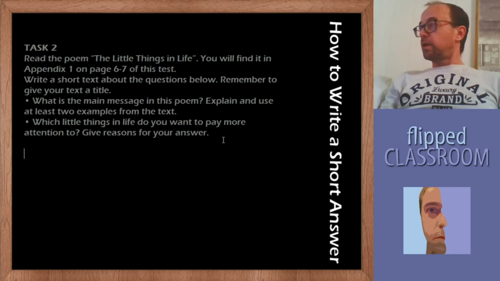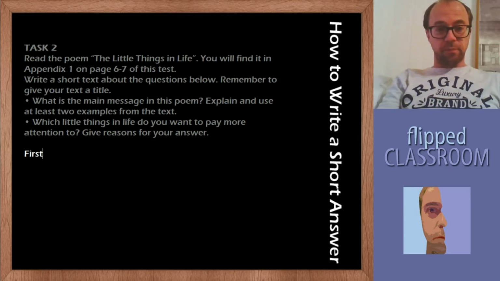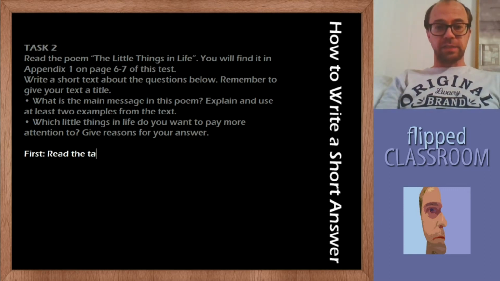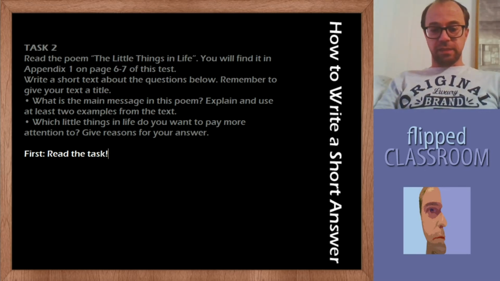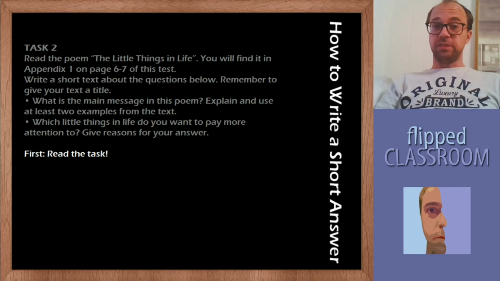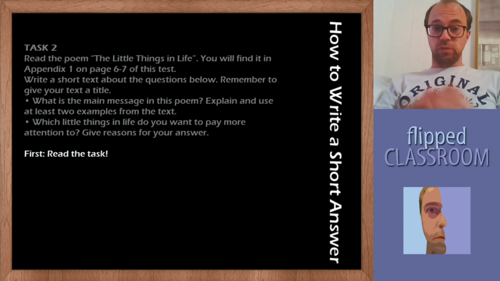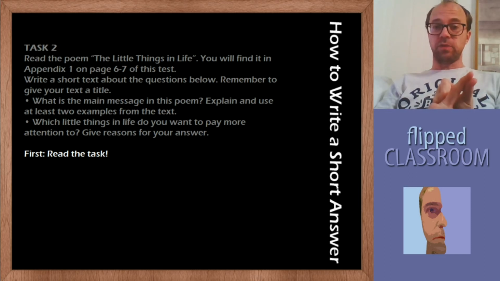First, read the task. That is the first thing you should do before you start writing. Read the task and read it carefully so you really know what you are supposed to do. Task 2, read the poem The Little Things in Life. You will find it in Appendix 1 on page 6 and 7. And then I need to read the poem, then write a short text about the questions below. So there are some questions that I must answer.